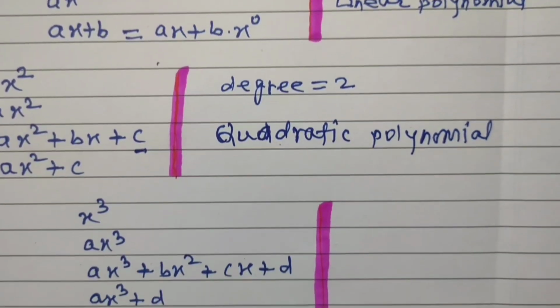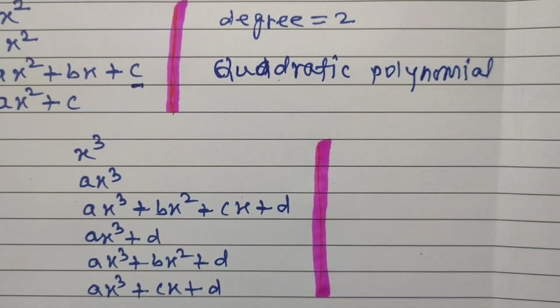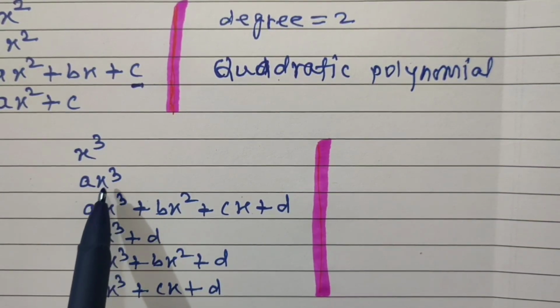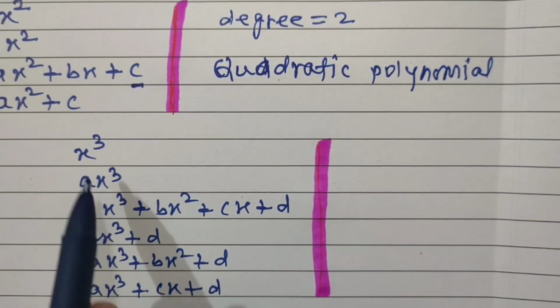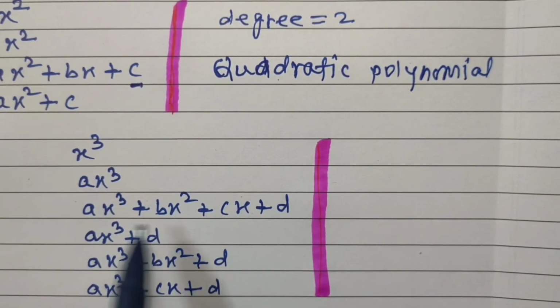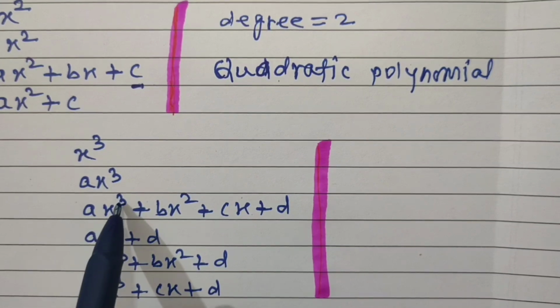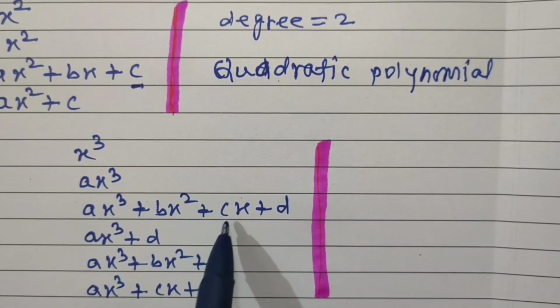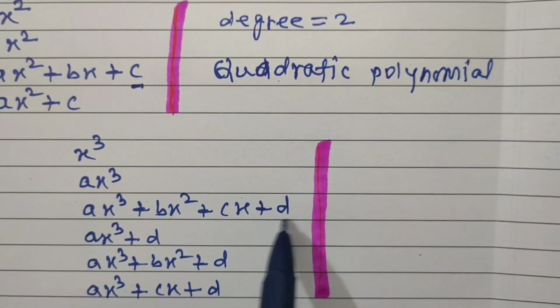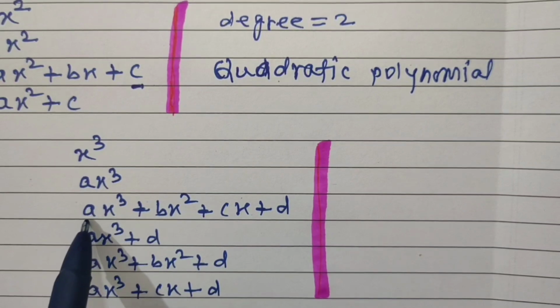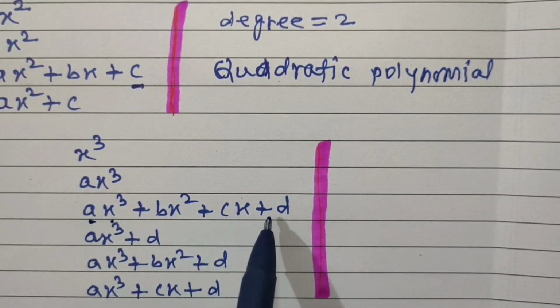Let us assume another example, this one. Here x cube, power of x is 3. Here a into x cube, power of x is also 3. Both are single term functions. And here there are 4 terms. Degree of this term is 3. Degree of this term is 2. Degree of this term is 1. And degree of this term is 0. But highest power of x is appearing in the first term. So degree of this term is equal to degree of this polynomial, and which is equal to 3.